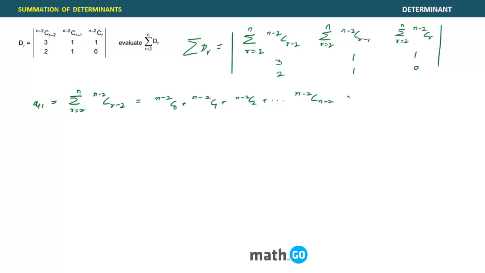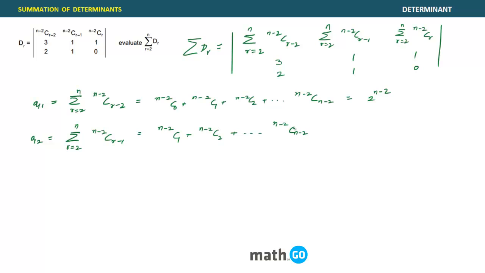It is nothing but 2 raised to power n minus 2. That's it. Okay. Similarly, solving for the a12 element now. So a12 is given to be the sum as r varies from 2 to n of n minus 2 c r minus 1, right? So again it will start from n minus 2, but now it will start from c1, not from c0, but the remaining entire entity would be the same, right?